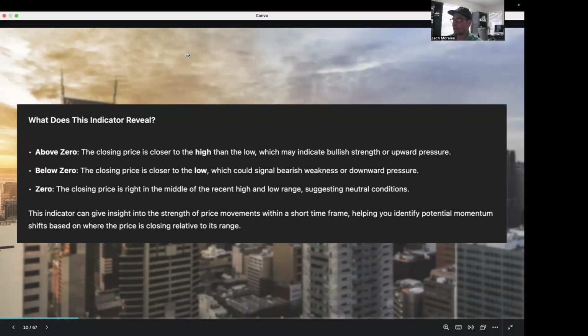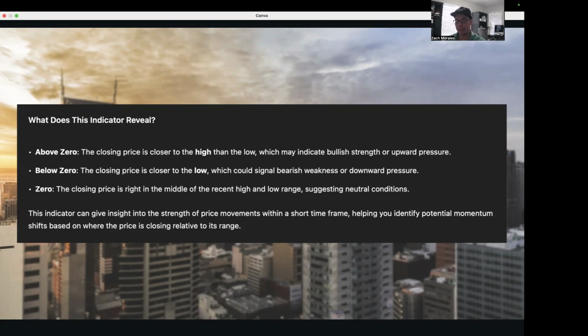Okay. So when it's above zero, and that's when the indicator turns green, it means that the closing price is closer to the high than the low, which may indicate bullish strength or upward pressure. When it's below zero, the closing price is closer to the low, which could signal bearish weakness or downward pressure. Now, at the zero line, the closing price is right in the middle of the recent high and low range, suggesting neutral conditions. This indicator can give insight into the strength of price movements within a short time frame, helping you identify potential momentum shifts based on where the price is closing relative to its range.